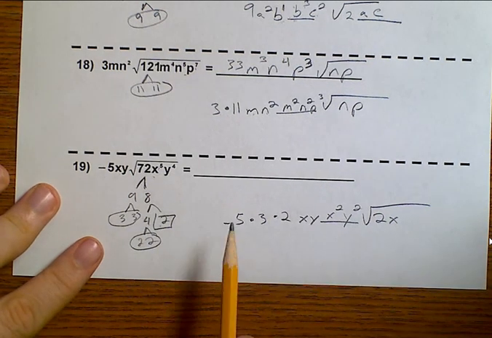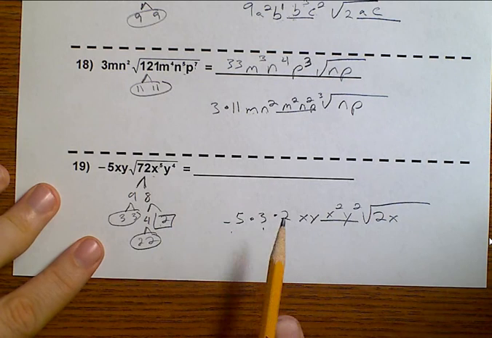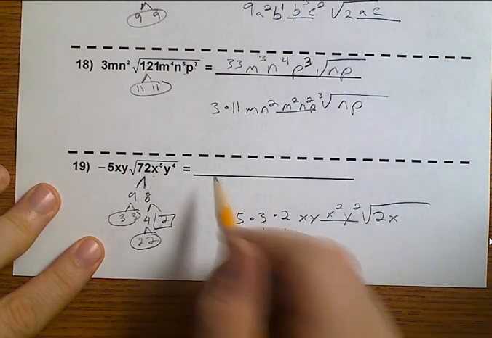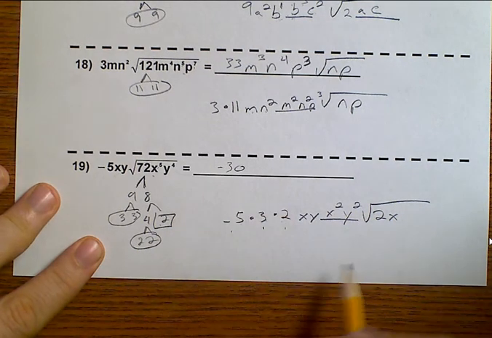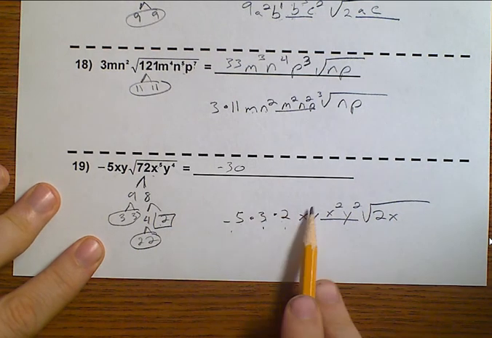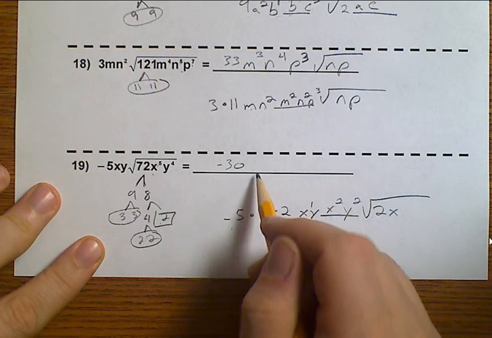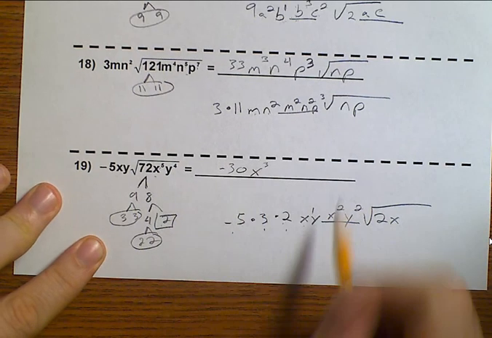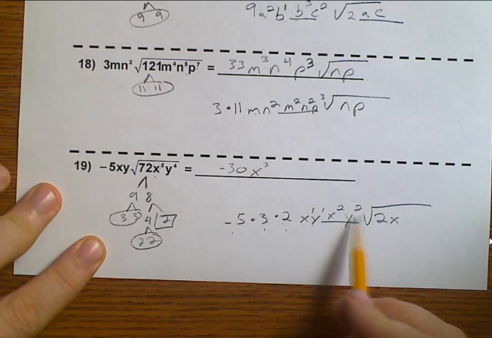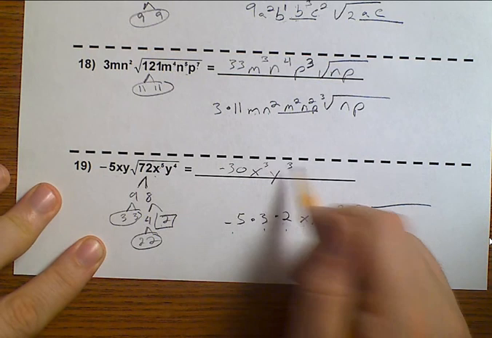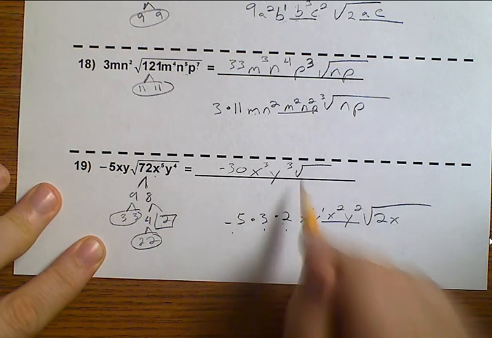Negative 5 times 3 times 2. Well, that's 10 times 3 is 30 with a negative, so we have negative 30. X to the 1 plus 2 makes 3. Y to the 1 plus 2 makes 3. On the square root of 2x.